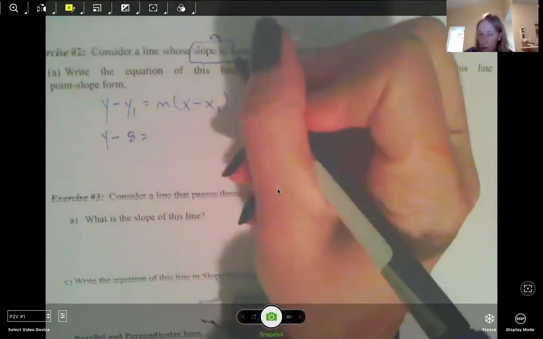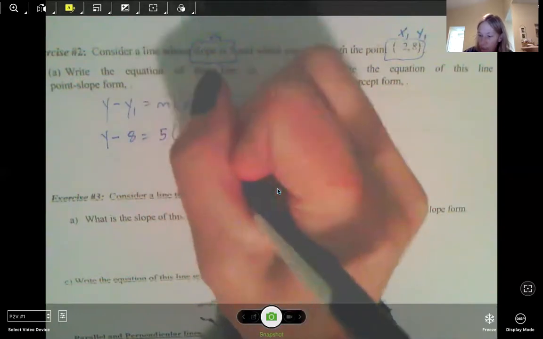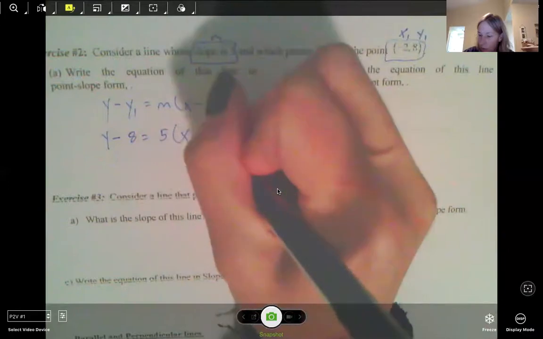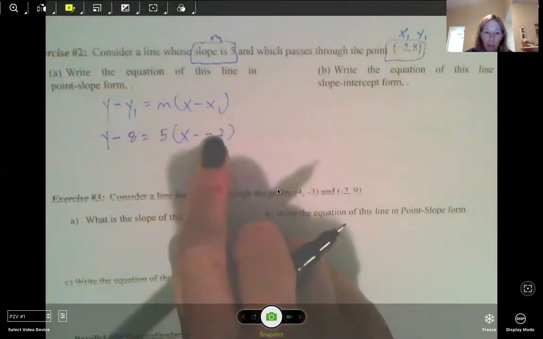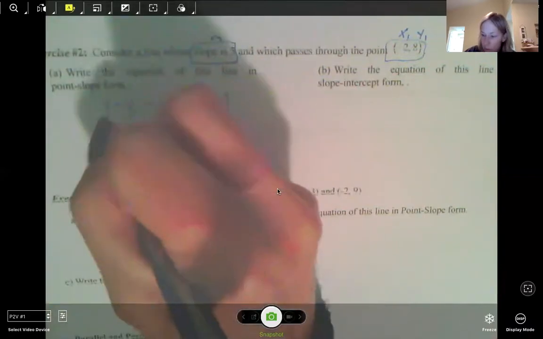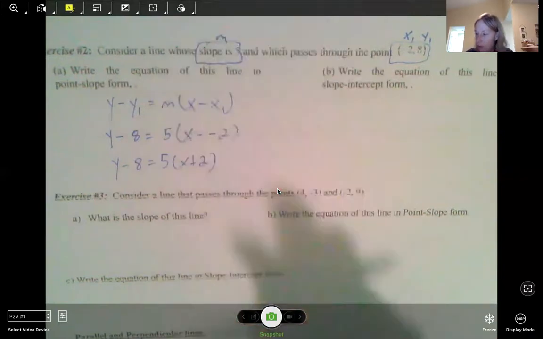The slope is 5, so I substitute 5 in for m. And we have x minus x1, which is -2. And notice here, when we subtract a negative, this really becomes a positive. So we have y minus 8 equals 5 times x plus 2.